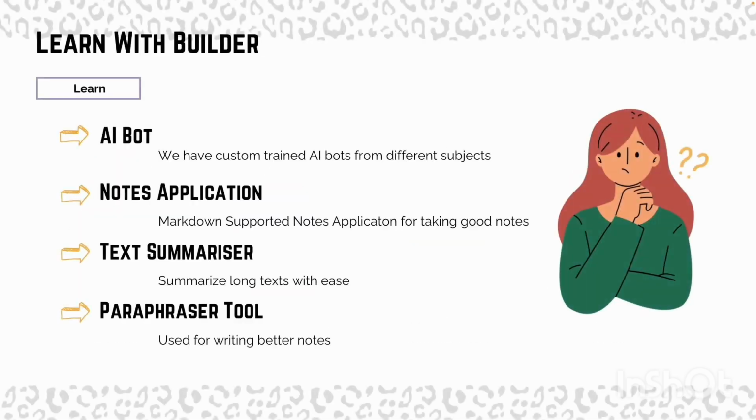For the learning phase, we have developed an AI chatbot which is based on custom-trained AI bots for different subjects. For example, for EEE we have a different fine-tuned AI model. For CSE we have a different fine-tuned model, and so on. We also have a notes application that supports Markdown and is used for taking notes. We have a text summarizer that summarizes long text for you so that you can understand certain topics better. We have a paraphraser tool that helps you write better notes.